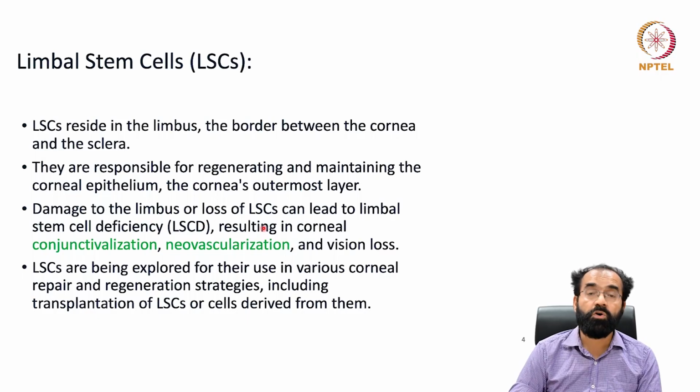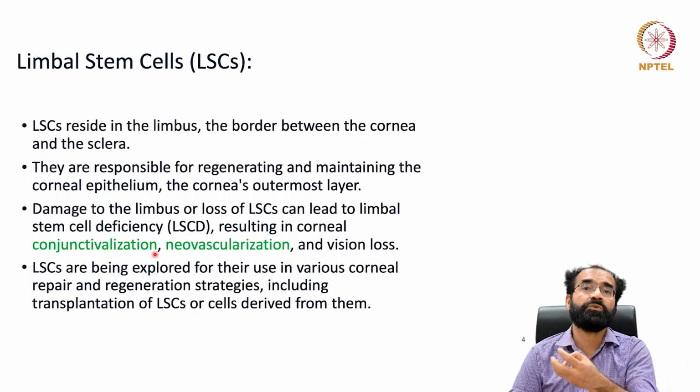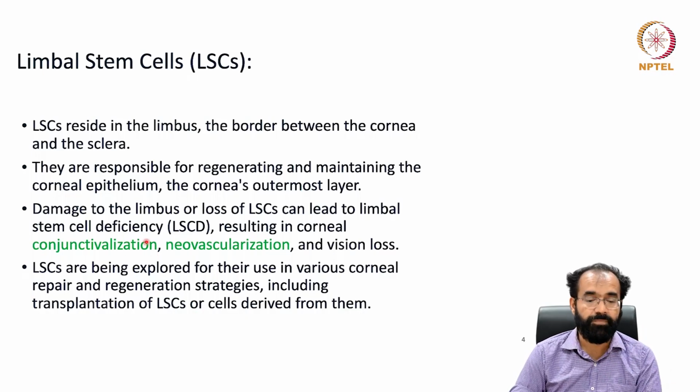Damage to the limbus or loss of LSCs can happen due to various reasons. LSCs can be low in number, their life expectancy can be reduced, etc. So loss of LSCs can lead to limbal stem cell deficiency, known as LSCD, resulting in corneal conjunctivalization, which basically means the conjunctiva is walking into the cornea, which makes it opaque, and neovascularization and vision loss.